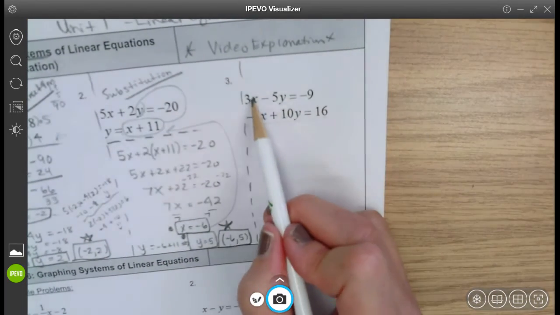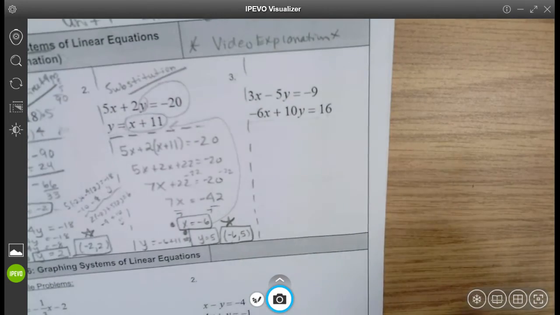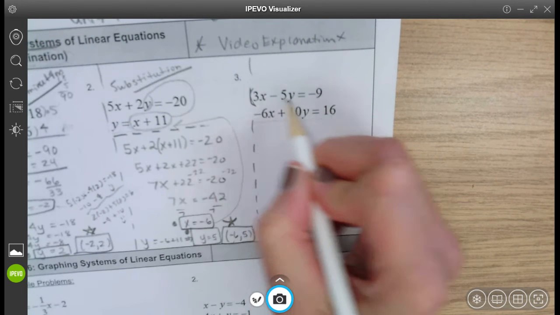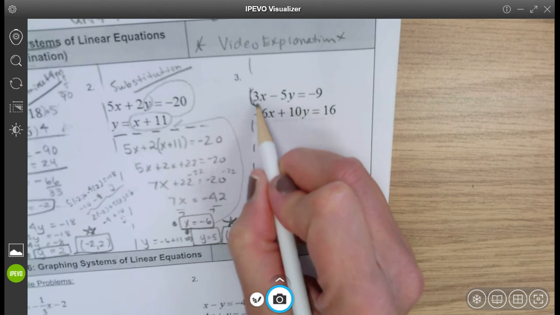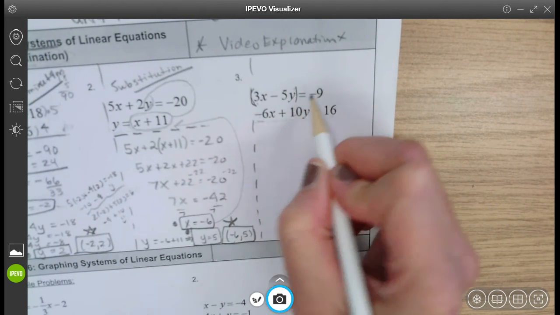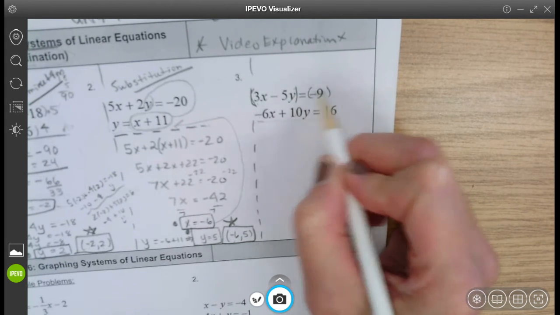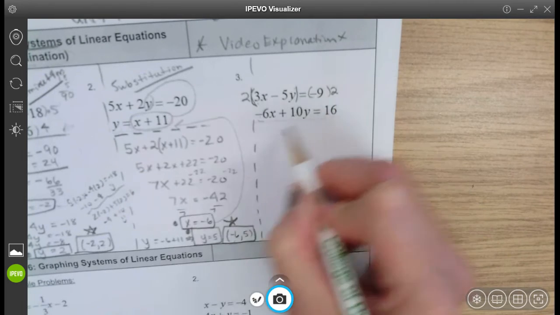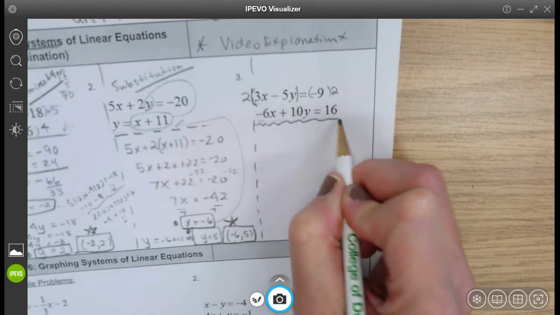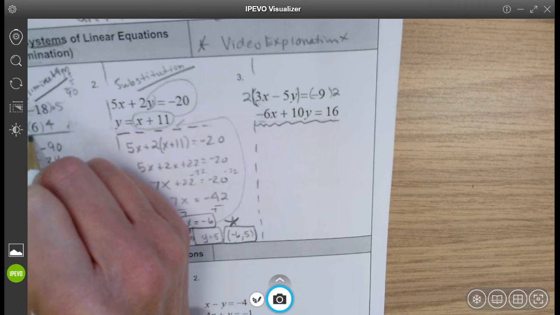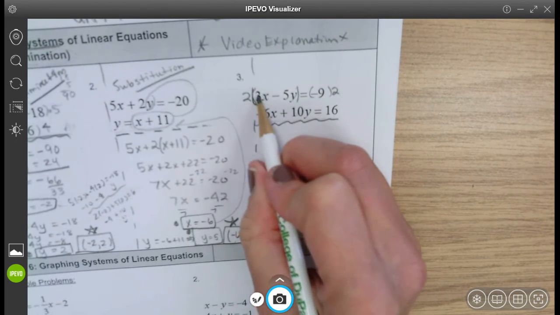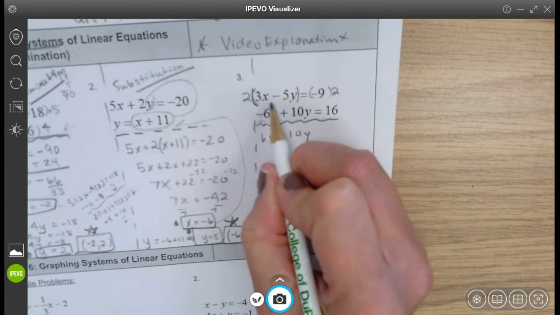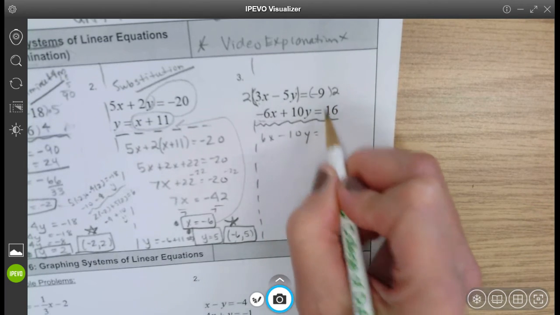Second one, there's no single letters, so I'm not going to rearrange. I'm just going to quickly, like we did before, do elimination. I like that these two signs are opposite, so I'm going to choose to get rid of the x. So that means I need to change it to a 6, so multiply by 2 on every side. So let's rewrite it, just like I rewrote it over here. I'm going to rewrite it now. 2 times 3 is 6. 2 times -5 is -10 equals 2 times -9 is -18.